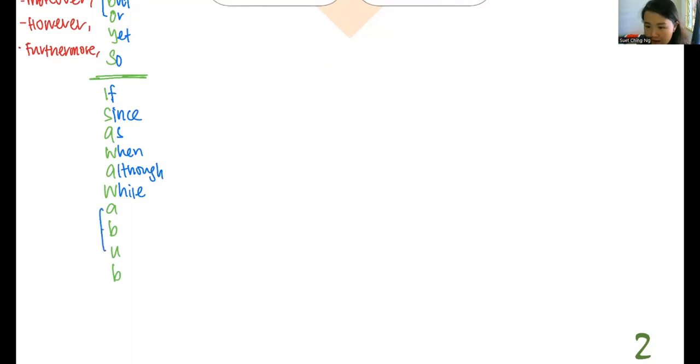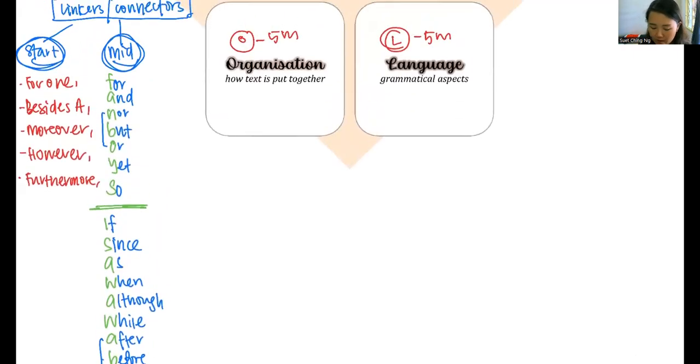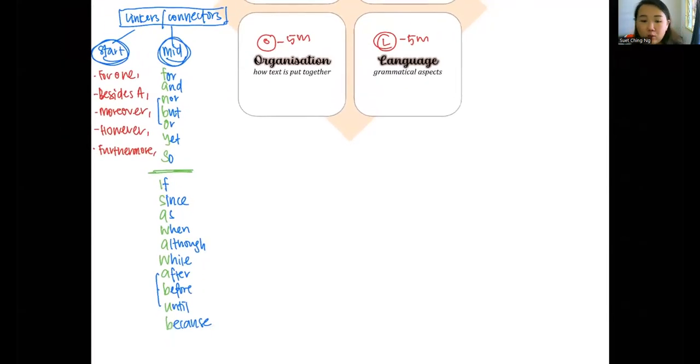These three are timers. So you have after, before, until, because. So you have two series of middle linkers. And then, of course, you have your conclusive linkers at the end of your paragraph. We're talking about paragraphs. We are not talking about your categories of intro, body, conclusion. So at the end of your paragraph, you usually have effects, correct or not?